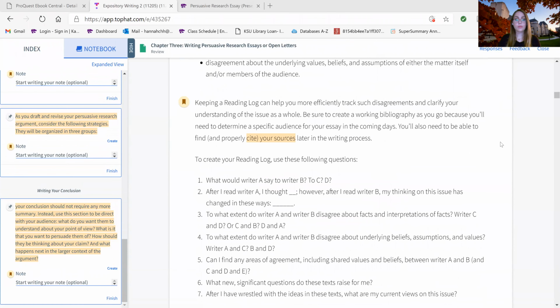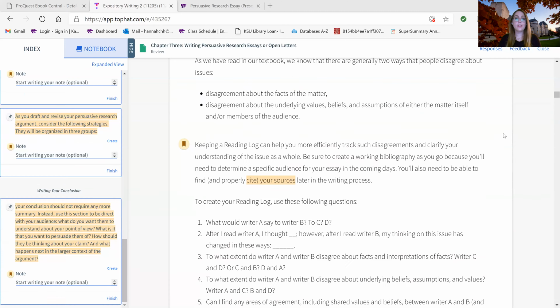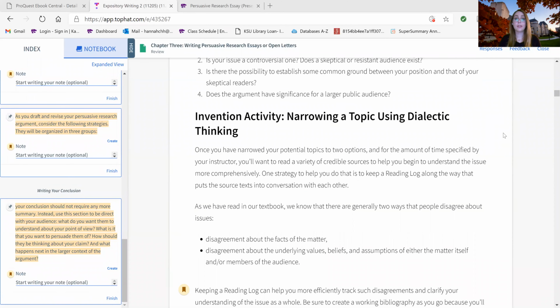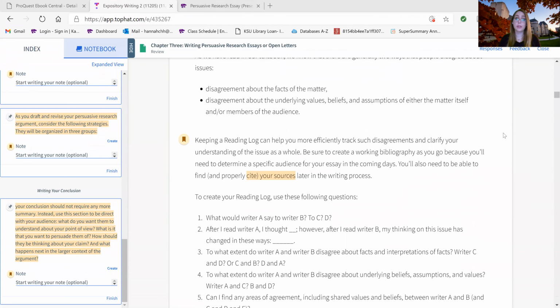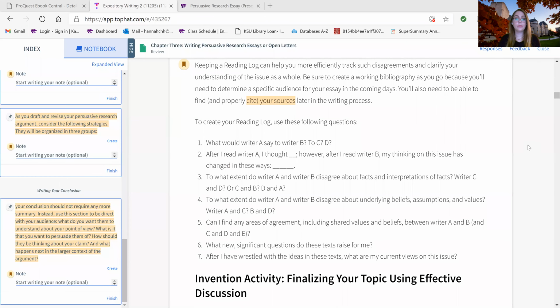And then citing your sources. This section refers to a reading log, which I did not have you complete in the course. Instead, I had you all perform an annotated bibliography so that you could summarize your sources and figure out whether they were credible. However, if you're having difficulty figuring out how to incorporate the sources in your essay or how to pair the sources with each other, look at these questions to help you figure out how to do so.